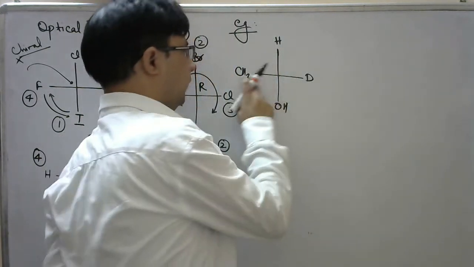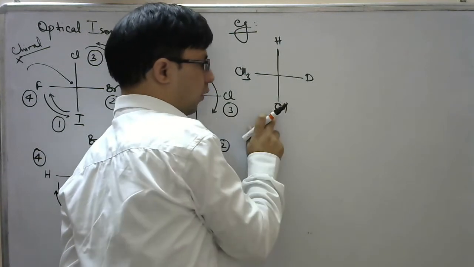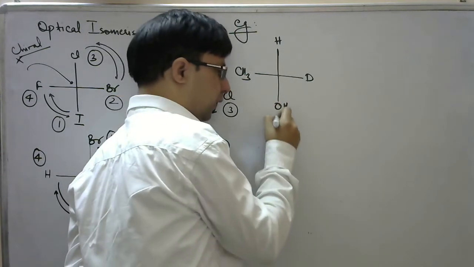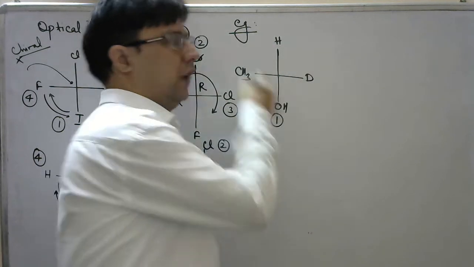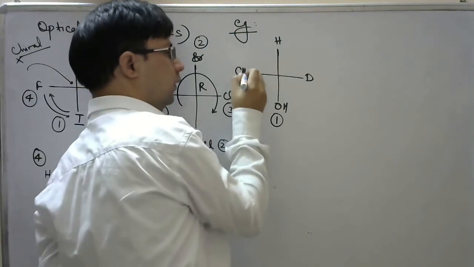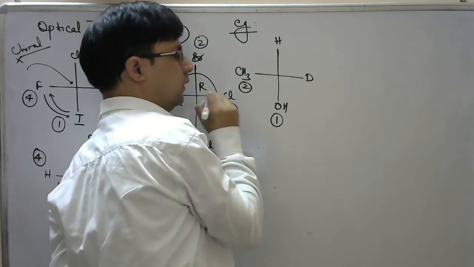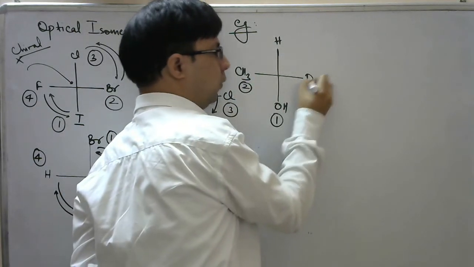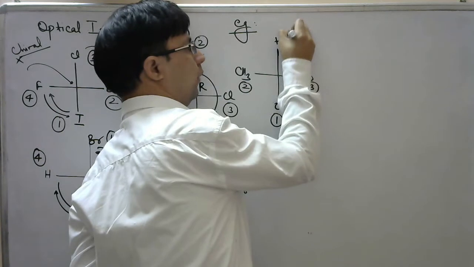So check this. To this carbon, an oxygen atom is bonded. So definitely it will have the highest priority, because oxygen has the highest atomic number among all the atoms bonded to the chiral carbon. Followed by the CH3, this is second. This is the third one and this is the fourth one.